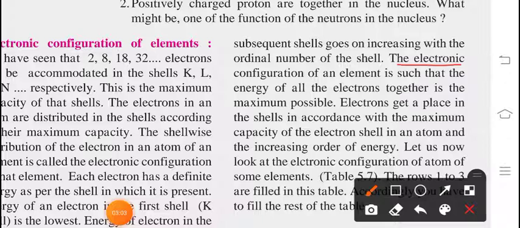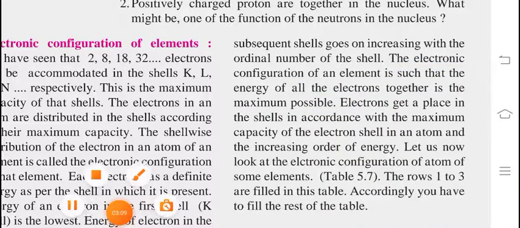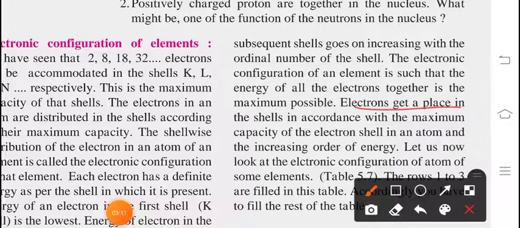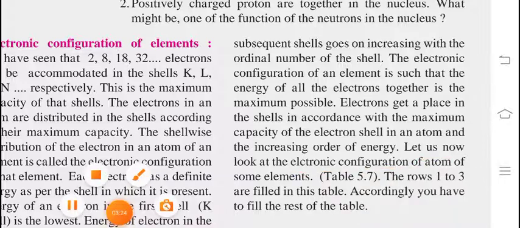The electronic configuration of an element is such that the energy of the electrons together is the maximum possible. Electrons get placed in shells in accordance with the maximum capacity of the shell in an atom, in the increasing order of energy. Let us now look at the electronic configuration of the elements.